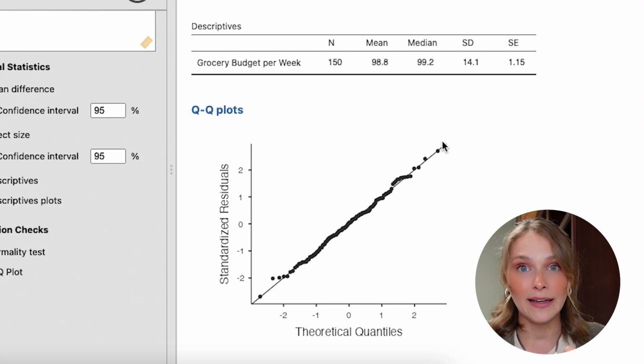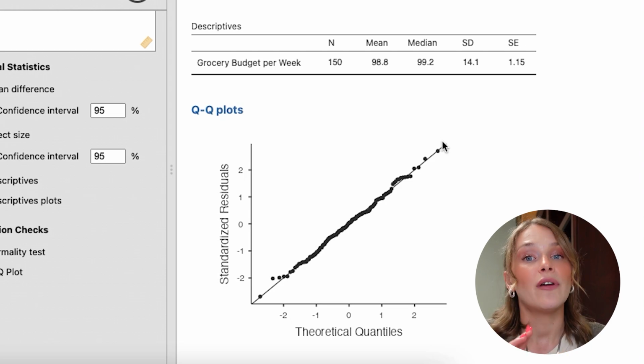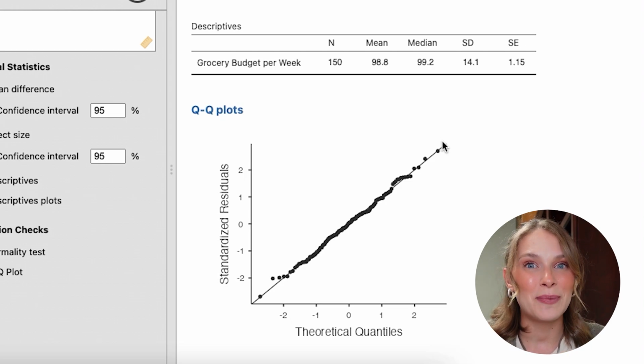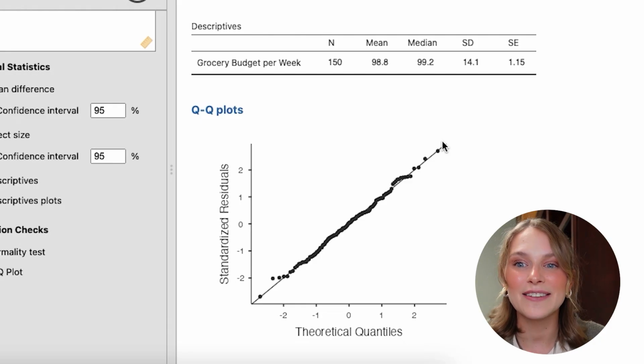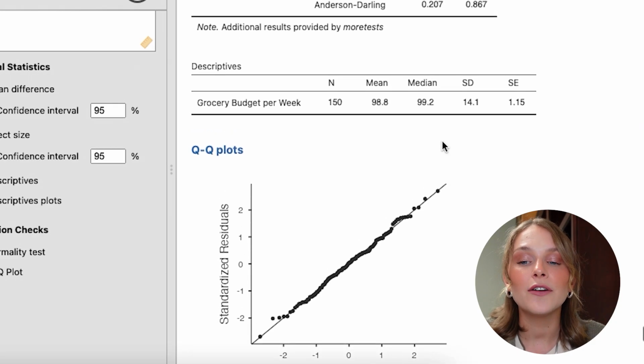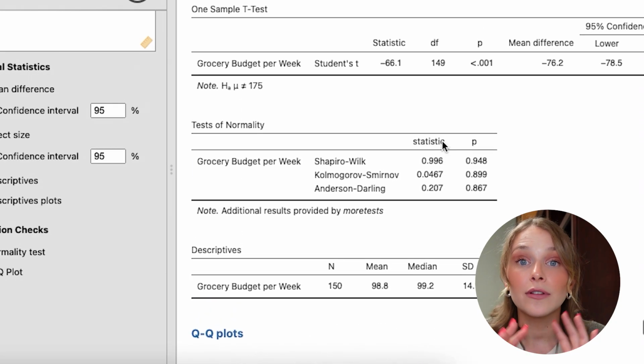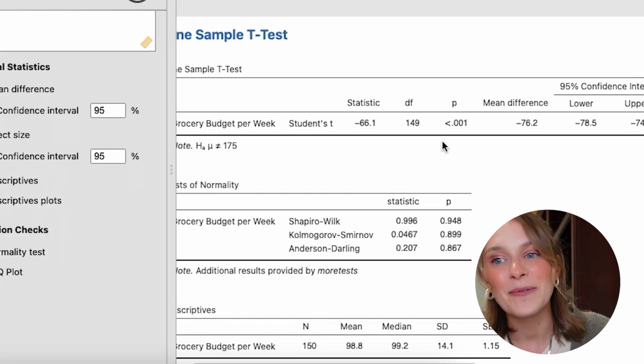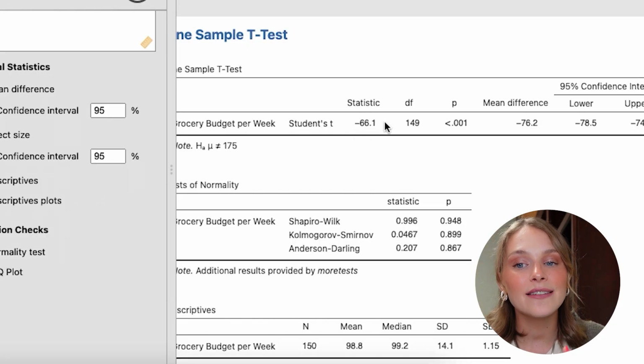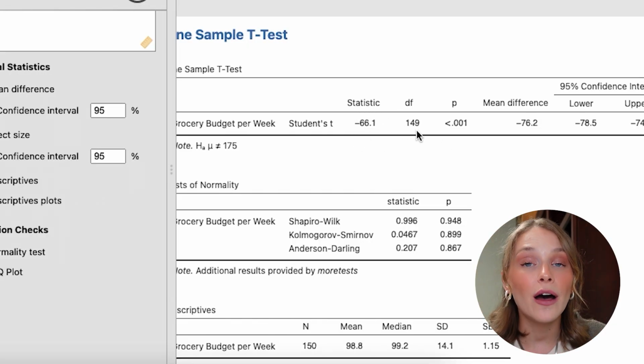So we've talked about independence, we've talked about normality, we've met that assumption of normality based on the Shapiro-Wilk test and the QQ plot. So now finally we can take a look at the output of the one sample t-test analysis. So I'll have you scroll back up and you'll see there's a one sample t-test table. There's lots of information in this and I'll go over it with you. So first we have the test statistic. This is the value of t.